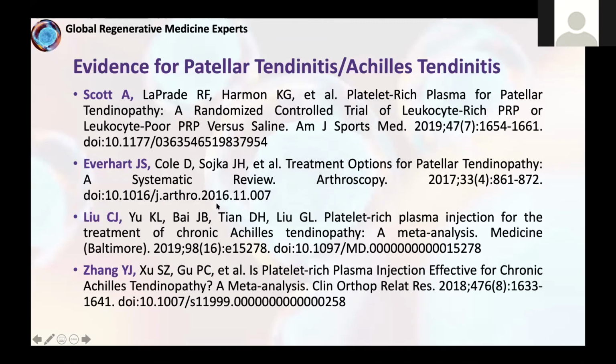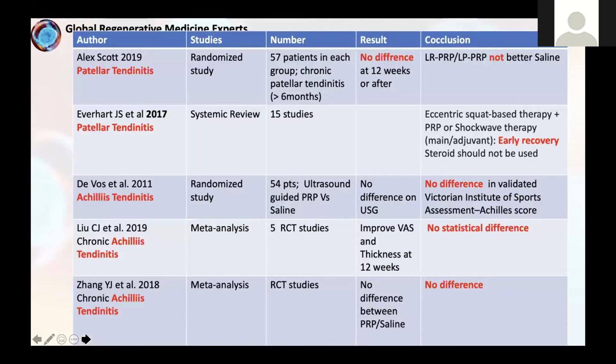Now we come to another two common tendinitis: patellar tendinitis and Achilles. And I again put them in the table. In 2019, Alex did a randomized study with 57 patients in each group, chronic patellar tendinitis, and they found that there's no difference at 12 weeks or after.